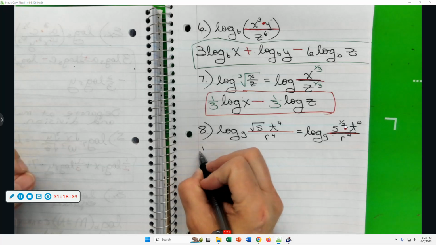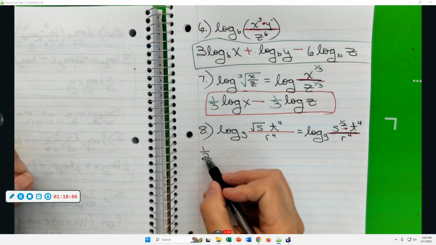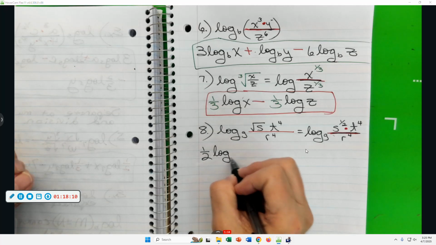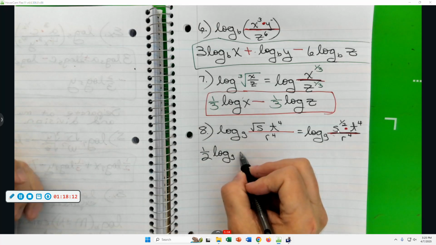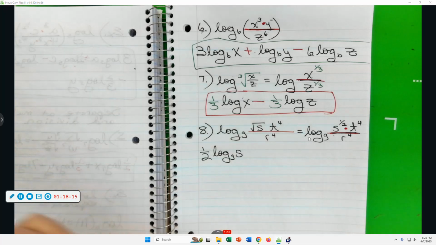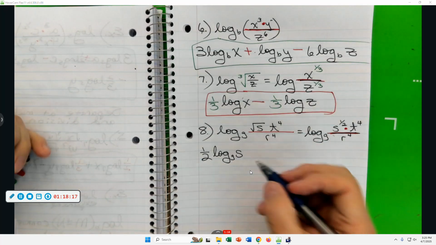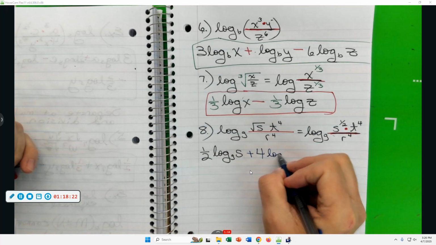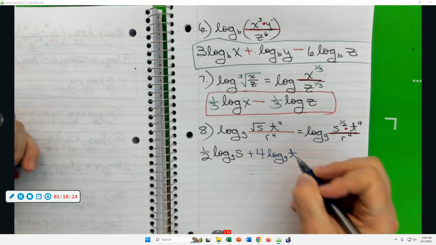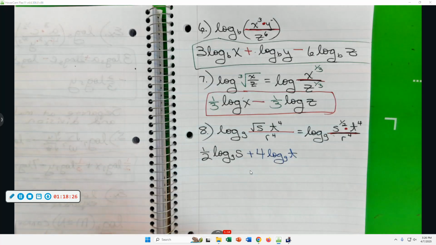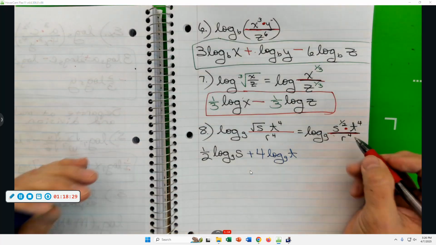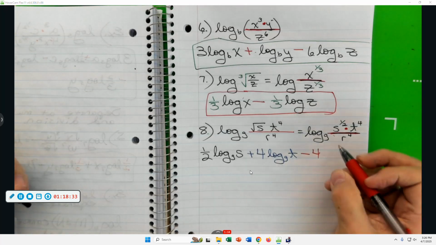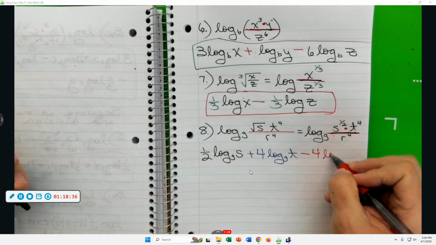The 1/2. The exponent becomes a coefficient, and then you'd have log base g, and the argument is s. Okay. Next one, plus 4. I agree. Good. Okay, we're moving to the denominator now. We're moving down to the denominator. So we have a minus, and then the 4 becomes the coefficient. Okay.